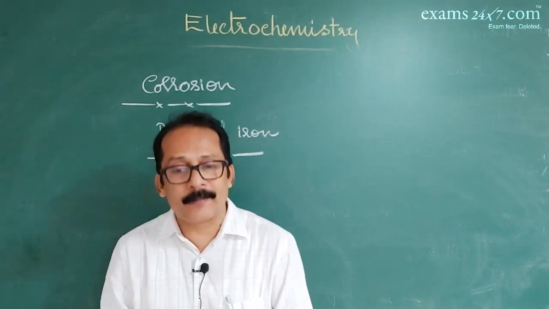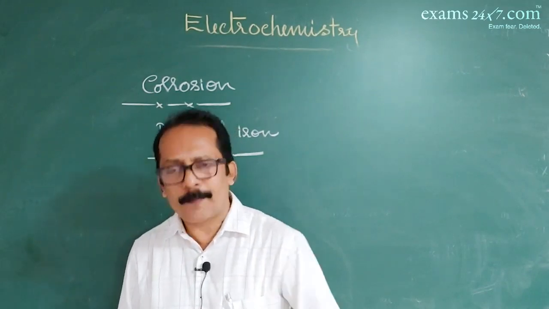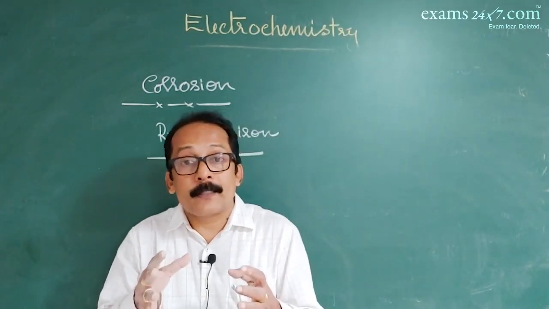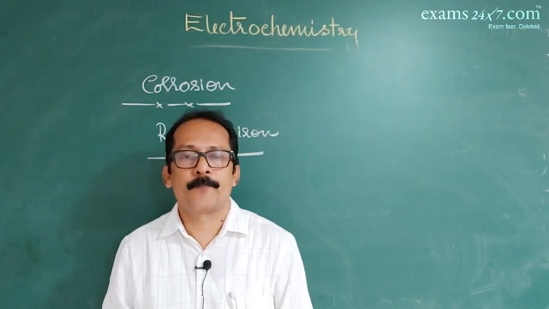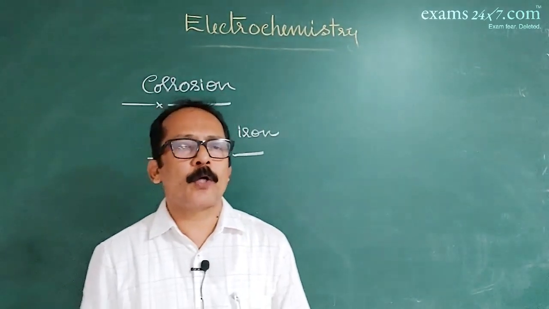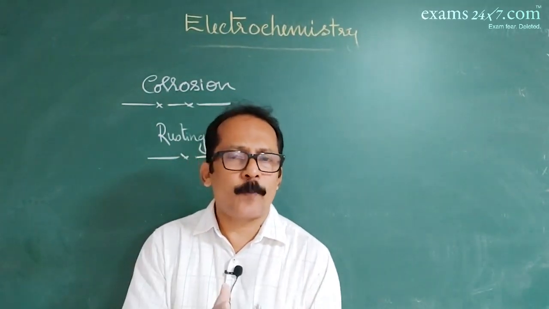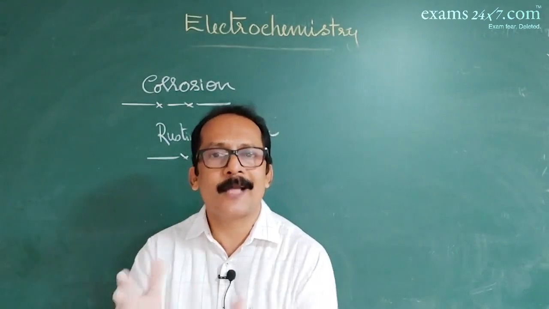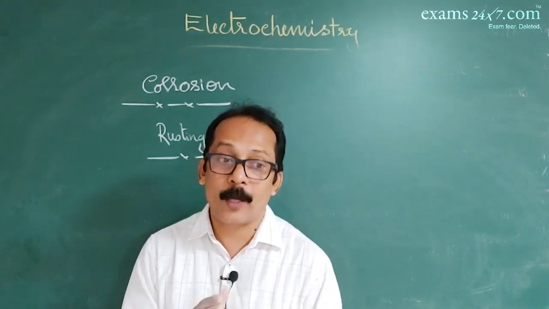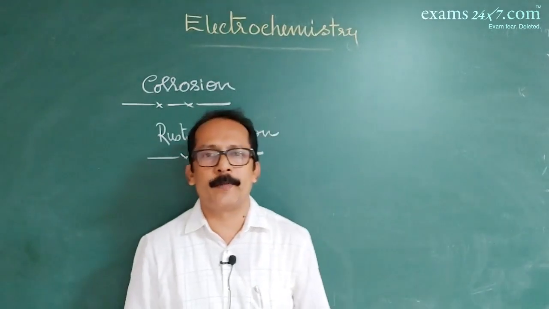Similar to this, there is one more method called cathodic protection. It is suitable for underground pipelines and also to prevent the body of a ship from corrosion. Here iron is connected to a more electropositive metal like magnesium. So the more electropositive metal acts as the anode. Now iron is less electropositive, so it acts as the cathode. We are converting iron into a cathode by connecting it to a more electropositive metal.